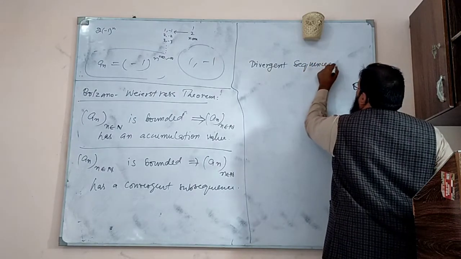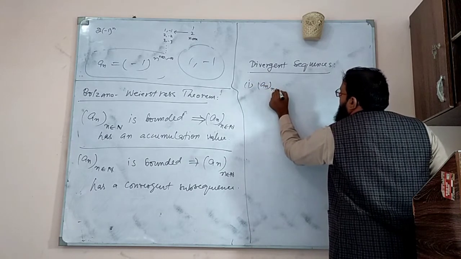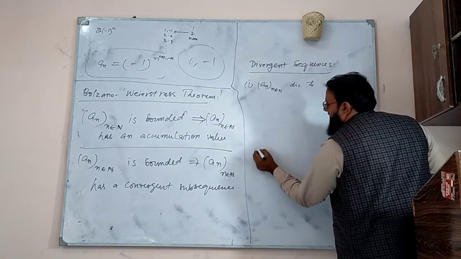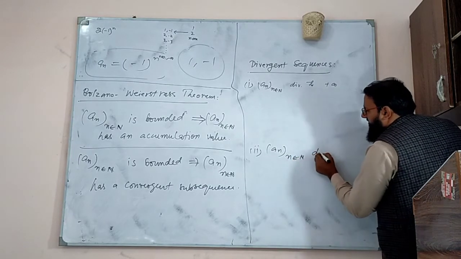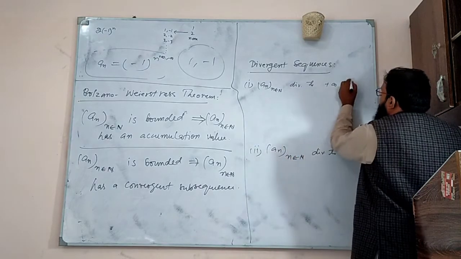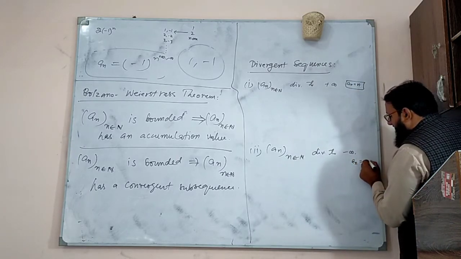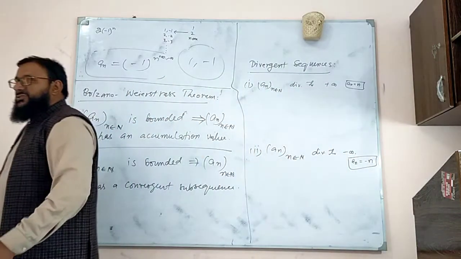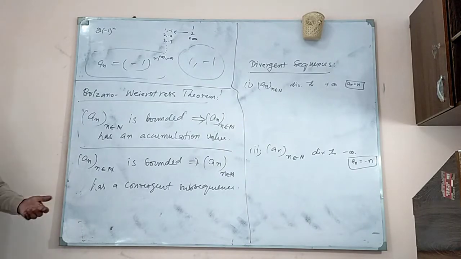Now, divergent sequences. There are two cases. A sequence An that diverges to plus infinity, and the second thing is a sequence An that diverges to negative infinity. The example for this one is An equals n, unbounded, and for this one the example is An equals minus n. So these are very good examples. One sequence is 1, 2, 3 and so on, which goes to positive infinity. Another one is minus 1, minus 2, minus 3, which goes to negative infinity.